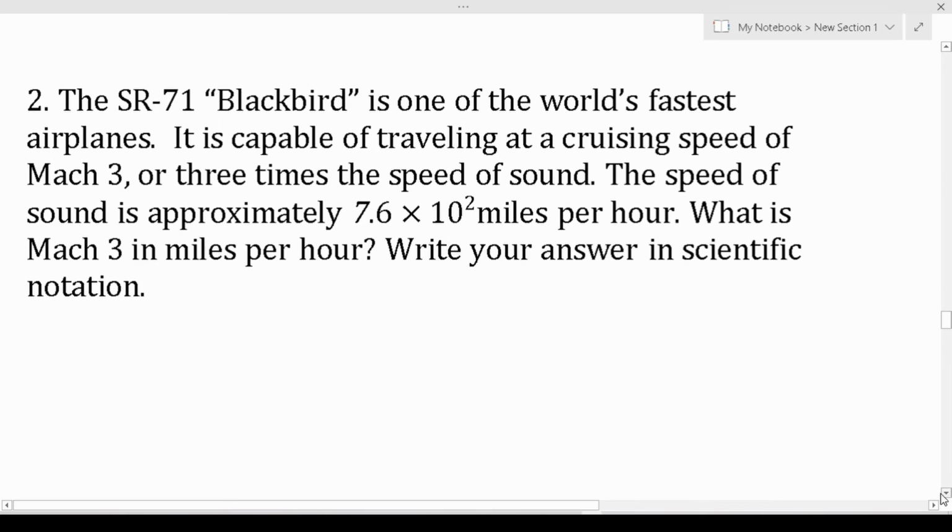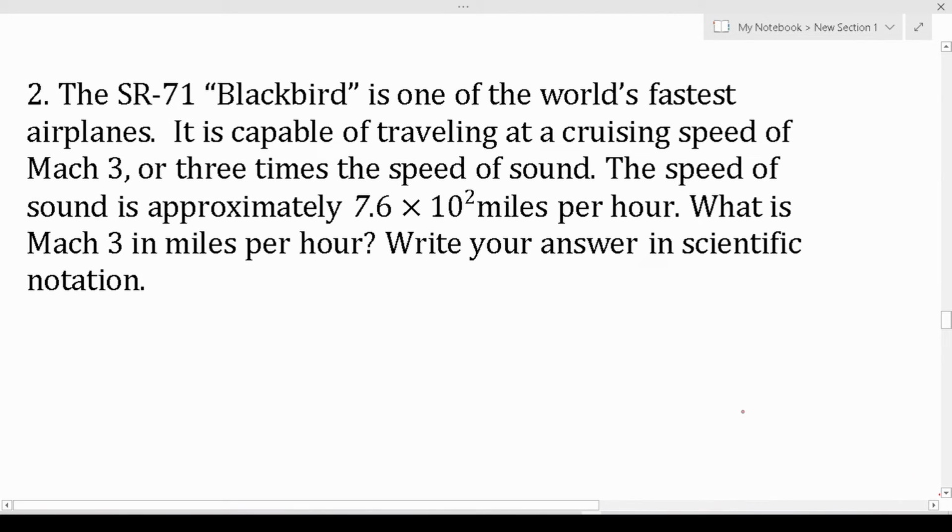All right, number 2 says the SR-71 Blackbird is one of the world's fastest airplanes. It is capable of traveling at a cruising speed of Mach 3, or 3 times the speed of sound. The speed of sound is approximately 7.6 times 10 squared miles per hour. What is Mach 3 in miles per hour? Write your answer in scientific notation.